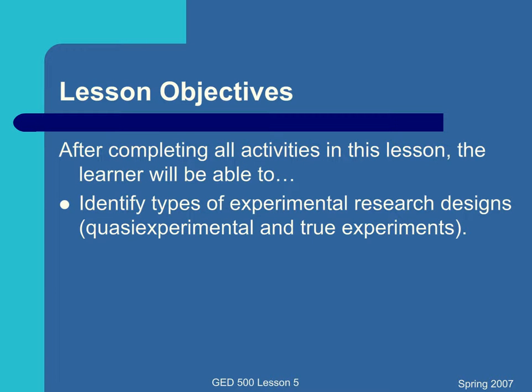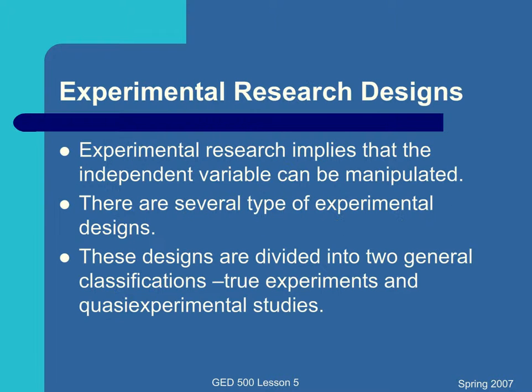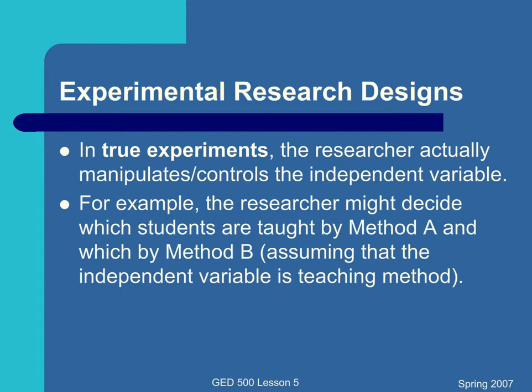In this lecture, we're going to be looking at experimental research designs, including quasi-experimental and true experiments. Now, typically, experimental research means that the independent variable can be manipulated. There's several types of these designs, but you can classify them, as I said, in two different categories, and these are true experiments and quasi-experiments. Now, in a true experiment, the researcher is actually manipulating or controlling an independent variable.